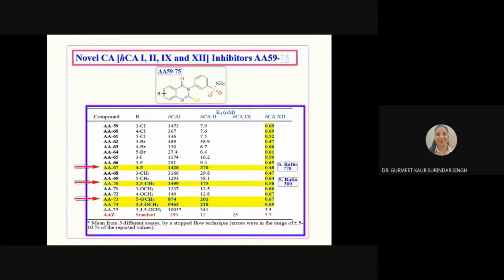Regarding AA73 and AA74, both of them have a selectivity ratio around the same as AA70. And so we can consider these 4 compounds to be very interesting compounds, although we didn't test them against CA9. But the results in our hands now are good enough to consider these compounds very suitable for structural modification, and for studying what is going on and seeing how we can benefit from these compounds.